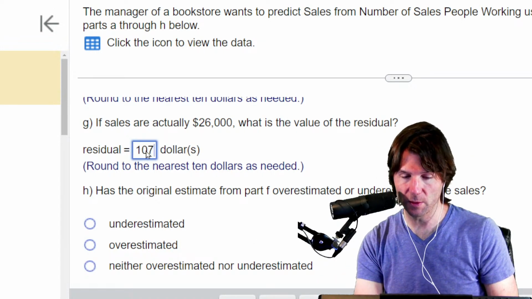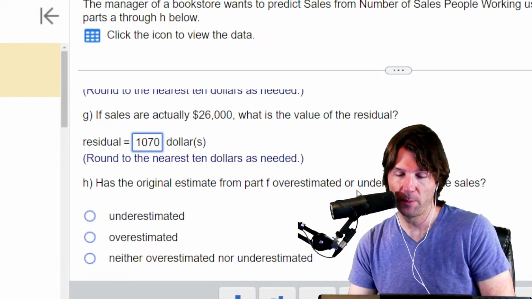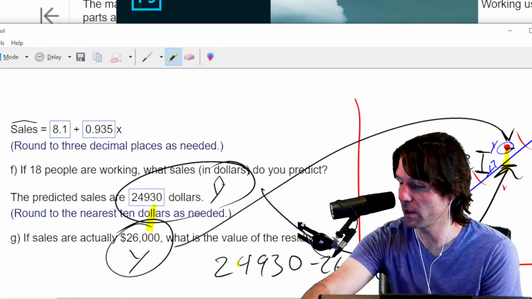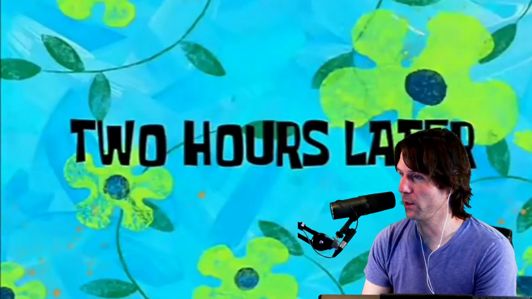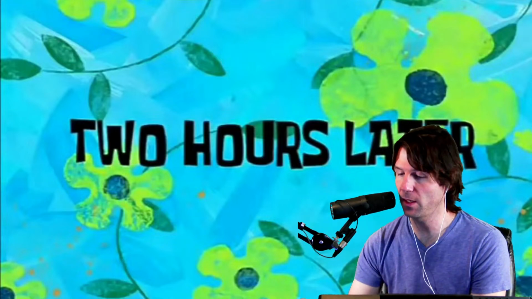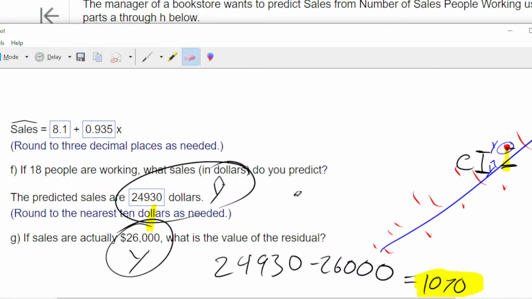Now be careful. This is where sometimes we get a little bit tricked. Has the original estimate for F been over or underestimated? If you look at this visually, 2 seconds, everybody. Did we over or underestimate it? Be careful. The model is the estimate. Did we over or underestimate it? We underestimated it. Remember, the model is the estimate. So that's the actual, and the model is underneath it.